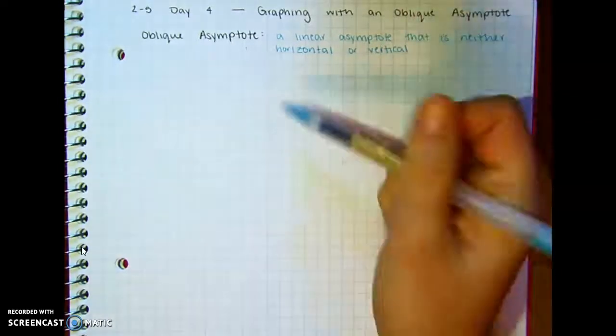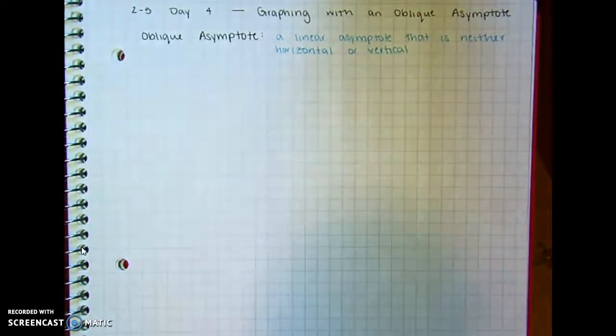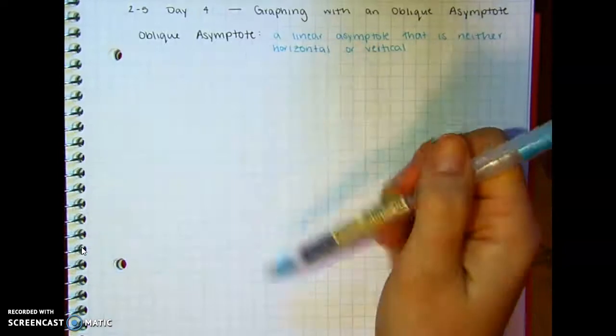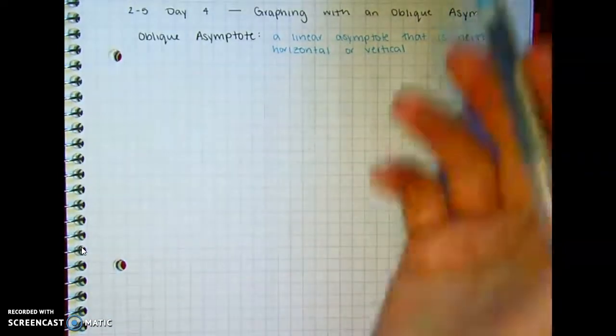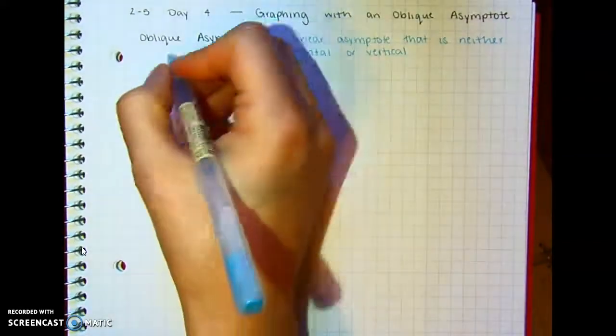Right, so we've learned about horizontal asymptotes. There are 3 different cases. We learned about vertical asymptotes. It occurs when the denominator is undefined. So, when does this happen?